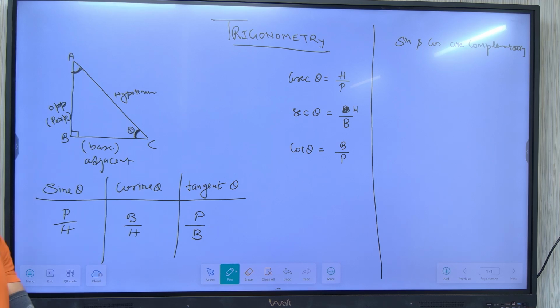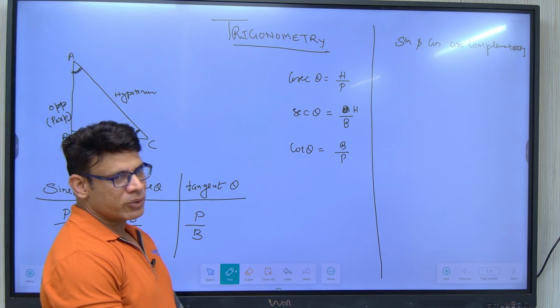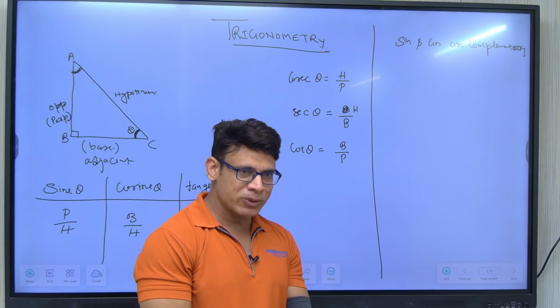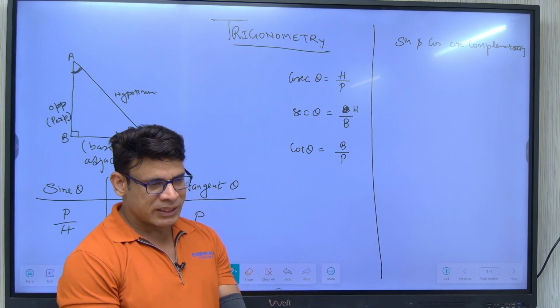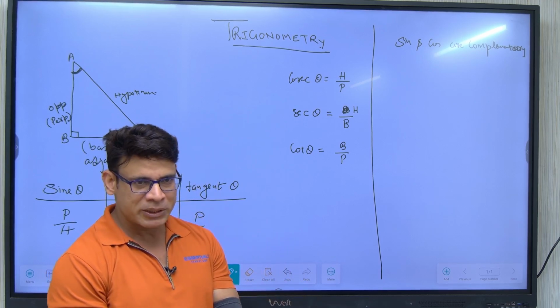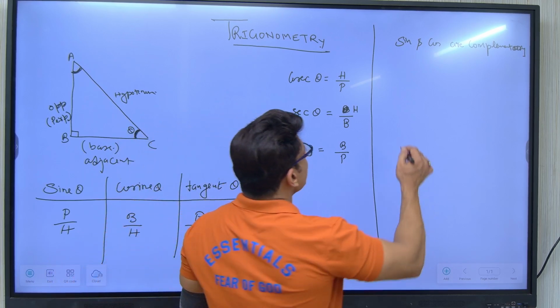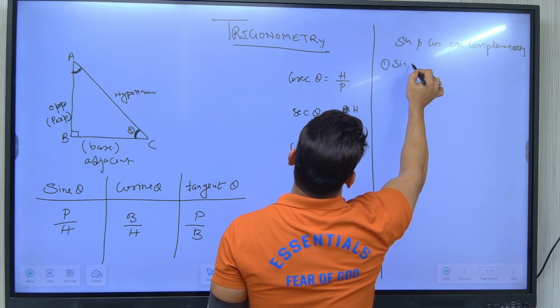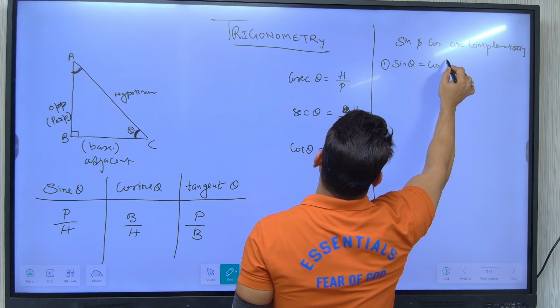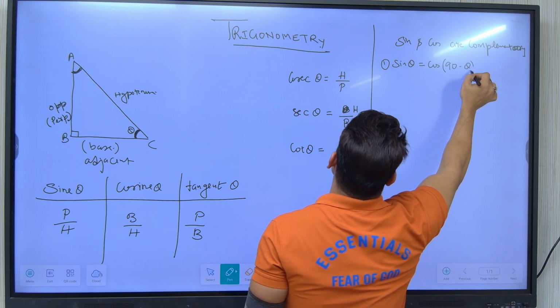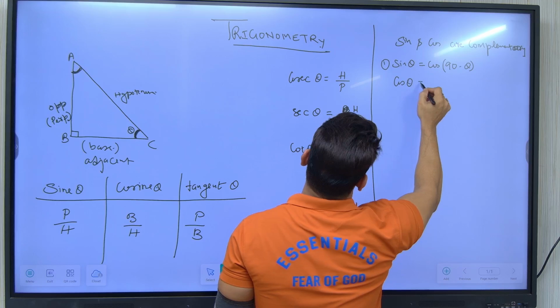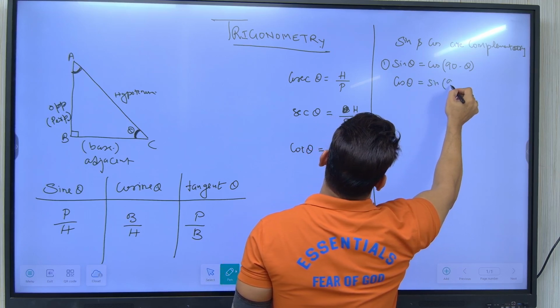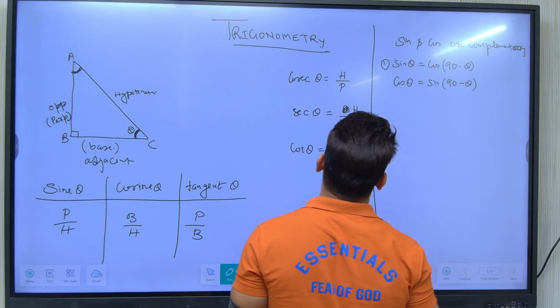That means if sine theta is equal to something, then cos 90 minus theta will also be the same. That means sin 30 and cos 60 will be same. दिखा देता हूँ. Sin and cos are complementary. So here you can write sin theta is equal to cos 90 minus theta, and cos theta can also be written as sin 90 minus theta.